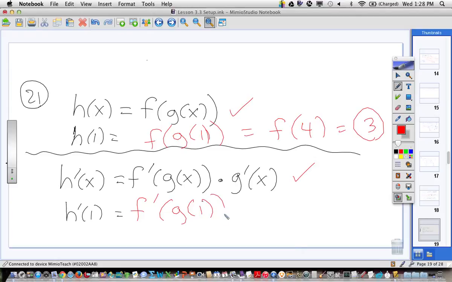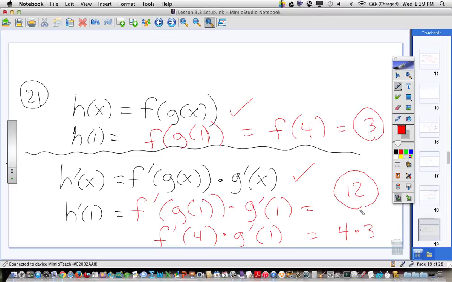Now, on h prime of 1, you would do the same thing. You would put a 1 in place of this x. What's g of 1? I think it's a 4. We just said that, didn't we? And then here's g prime of 1. What's f prime of 4? 4. And what's g prime of 1? 3. And so that makes 12. Then you repeat that for 2, 3 and 4: h of 2, h of 3, h of 4. That's how you find those values. Plug those in.